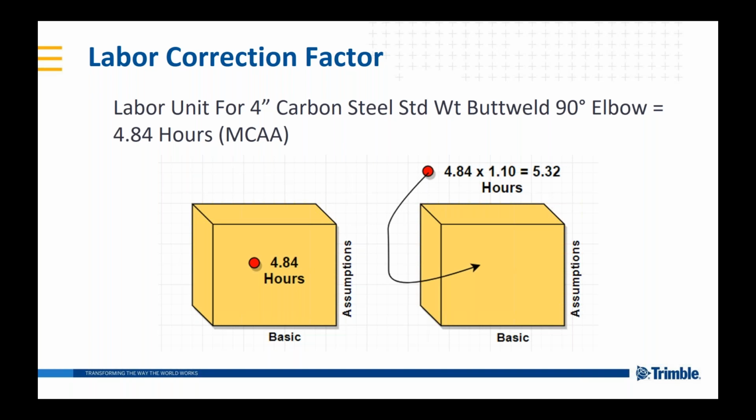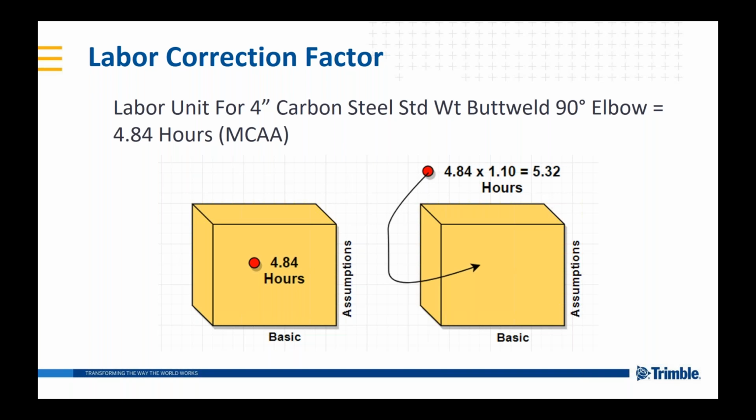But if we wanted to look at the labor units for a 4-inch carbon steel standard weight butt weld 90-degree elbow, MCA says that the labor hours for the installation of that 90 is 4.84 hours. Well, if we read the basic assumptions of the MCA estimating manual, those basic assumptions actually form the outer walls of a box. And within that box, you'll have the 4.84 hours floating around on the inside of that box, depicted on the left side of the screen there.